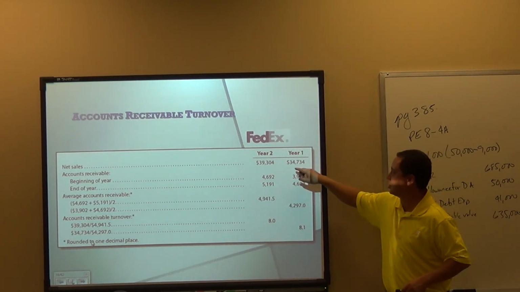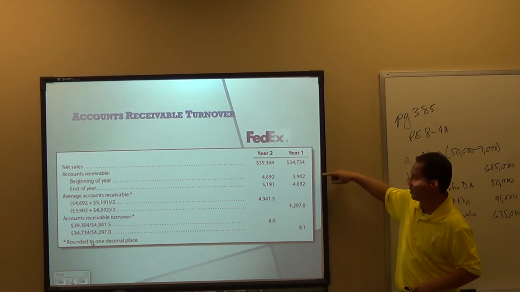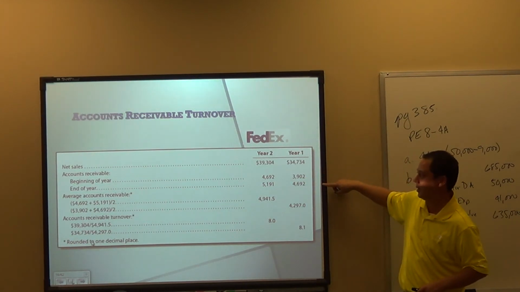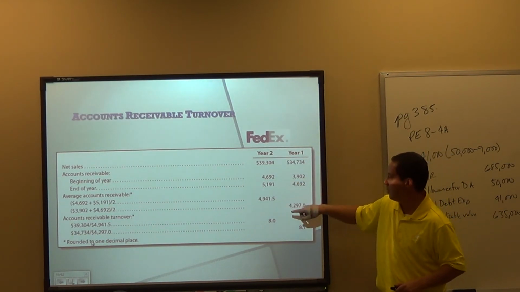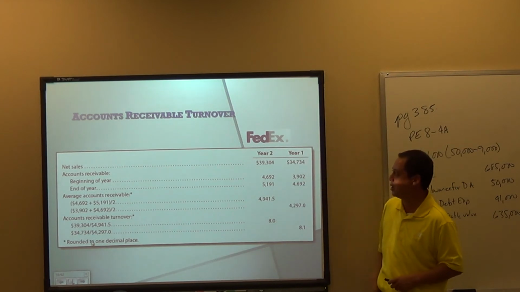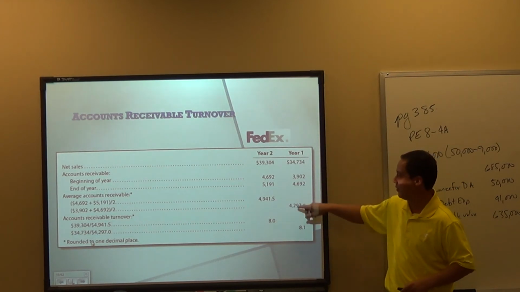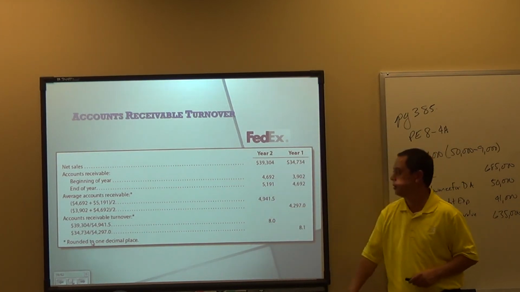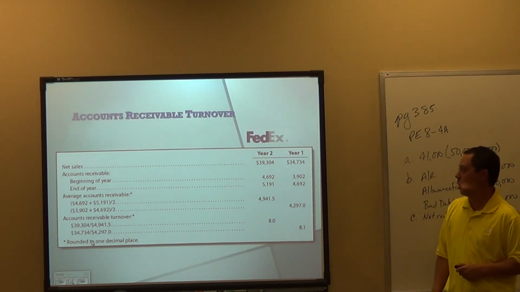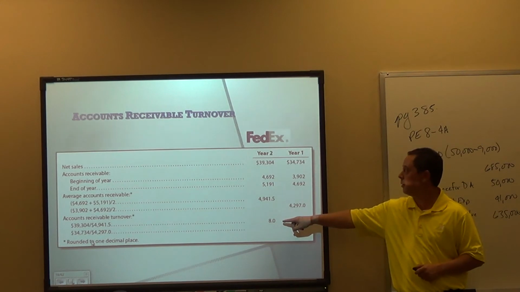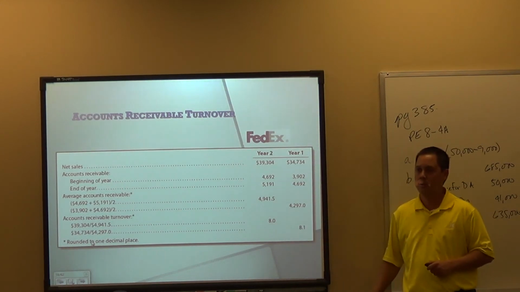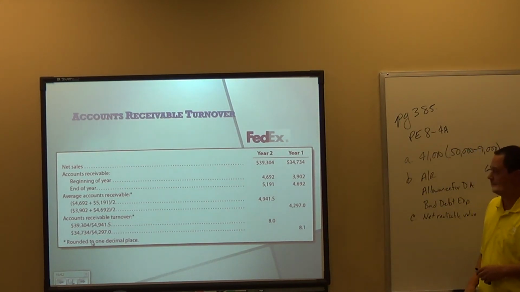So we have 34,000, it's gone up a little bit, but we take the accounts receivable beginning and then ending here. And to get that, we just take the average. So you can see this is the average of each of these, and then we take that number into our sales, net sales. And that's how we figure out these amounts. So we turn it over just a little less in year 2 versus year 1. FedEx there.